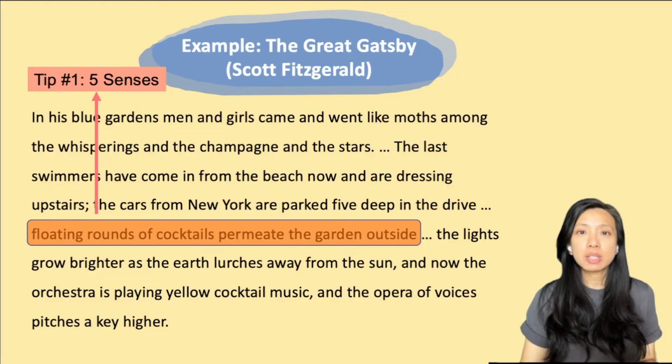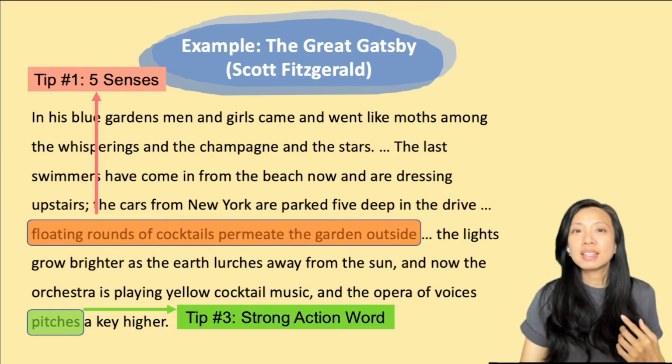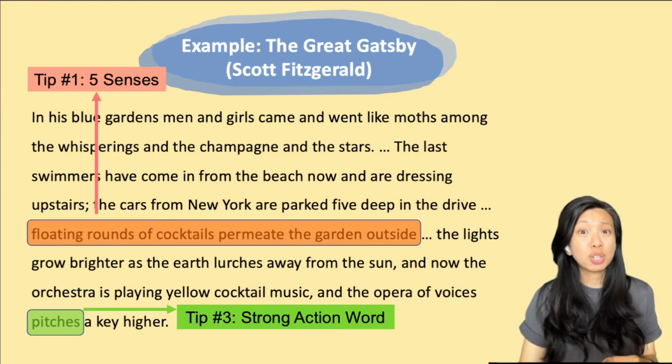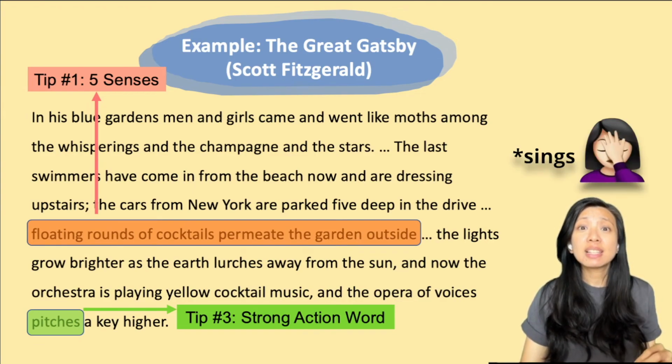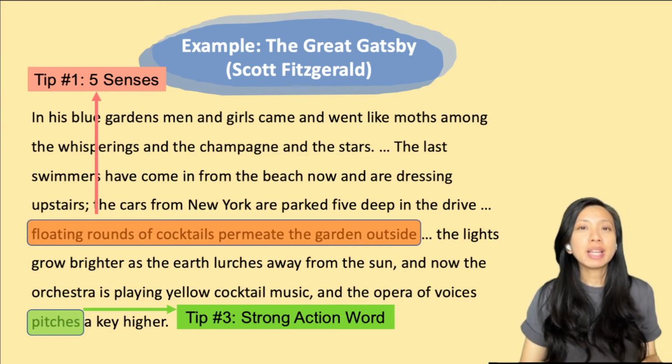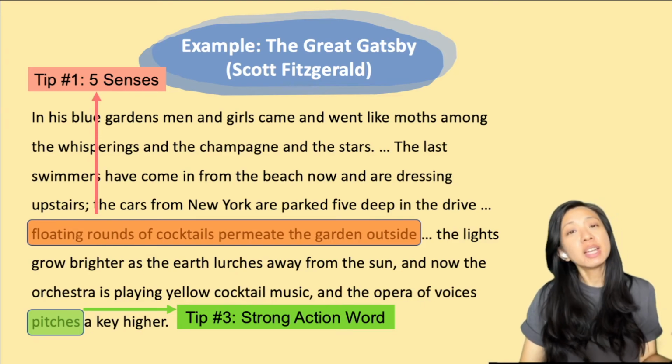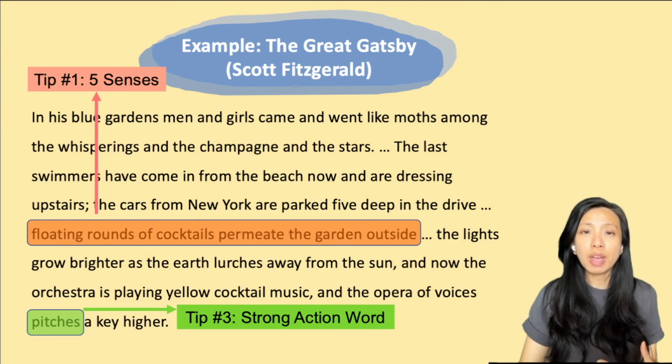Another one I've picked out is the word pitches. If you look at the sentence, the opera of voices pitches a higher key. This is definitely tip number three, where we use a strong action word. Instead of saying the singer sings a key higher, the writer uses the word pitches, which is more specific. There are definitely more, but I'm not going to go through every single one.